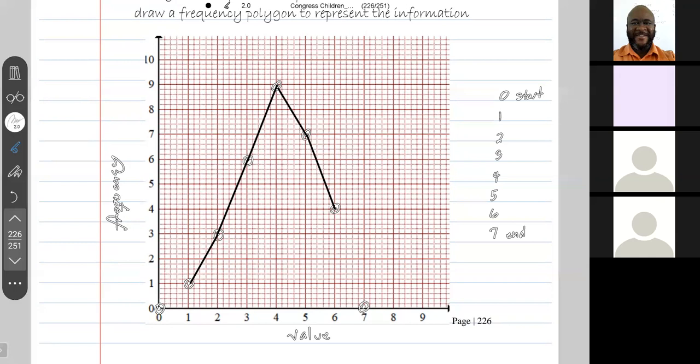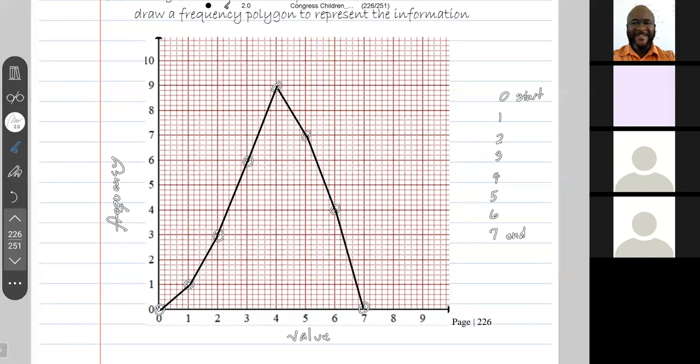So just to do those final connections, and we will have our frequency polygon. This is what the frequency polygon looks like. On the vertical axis, we have frequency. On the horizontal axis, we have value.